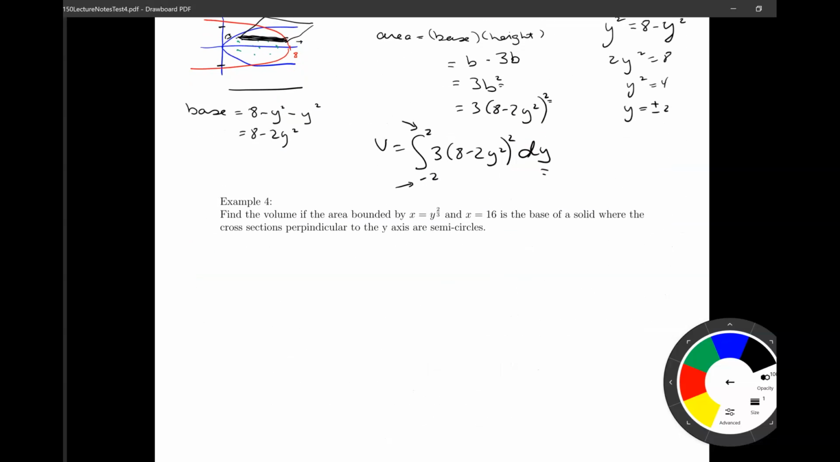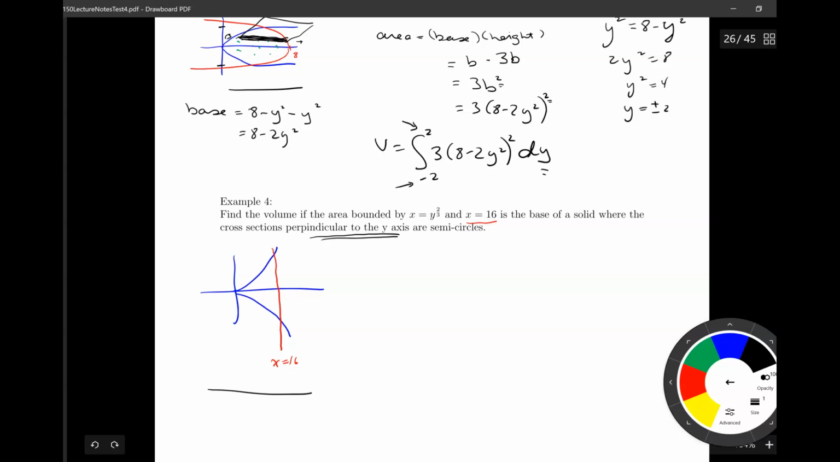All right, so let's take a look at this one. So here I have x equals y to the 2/3. So this is the sideways graph like this. And then I have x equals 16. So that looks like this. All right, so now I'm doing perpendicular to the y-axis. So that means slices go this way, and I have semicircles popping out.